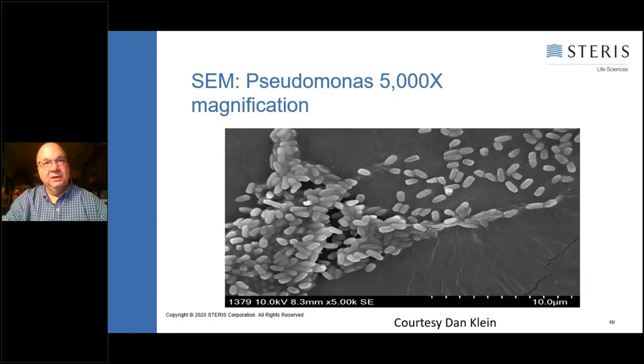This is an example of a biofilm, and if you get a biofilm like this in your piping, in your drain area, for example, it can break off and go to other areas of your system. These are also notorious for being an issue with water for injection systems as well.